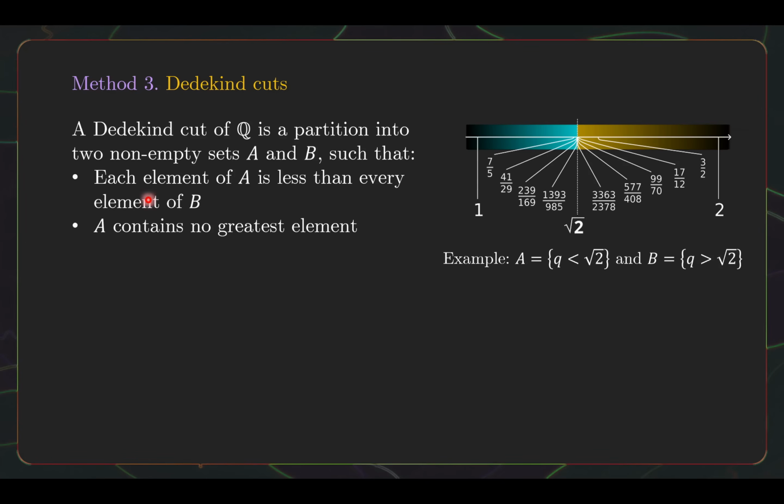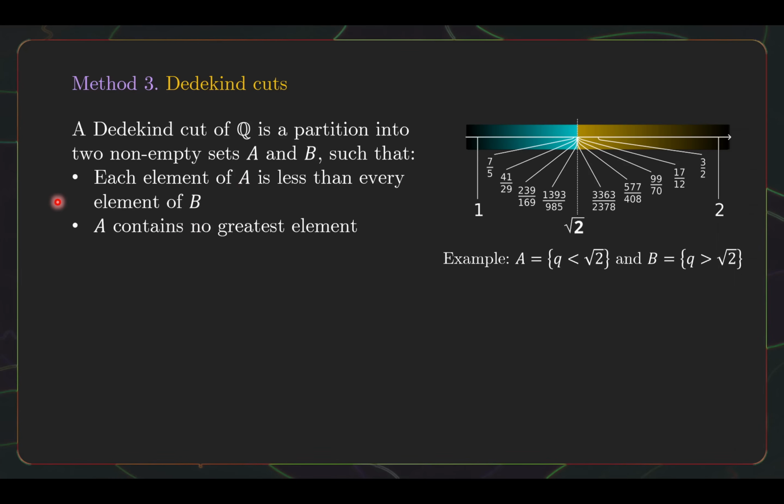Okay, basically, a Dedekind cut of the rational numbers is a way to cut the rational numbers into two non-empty sets A and B, such that every element of A is less than every element of B, and A contains no greatest element. What does this mean? Basically, I want to cut the rational numbers somewhere into a left side and a right side. So my left side will be A and my right side will be B.